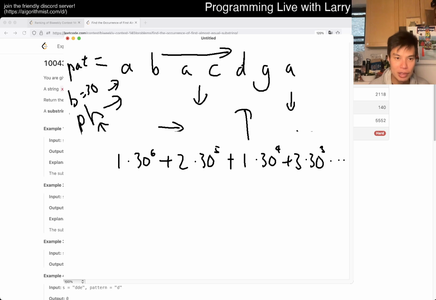Yeah, so this is the pattern. This is pH, the hash, and you could hash it.